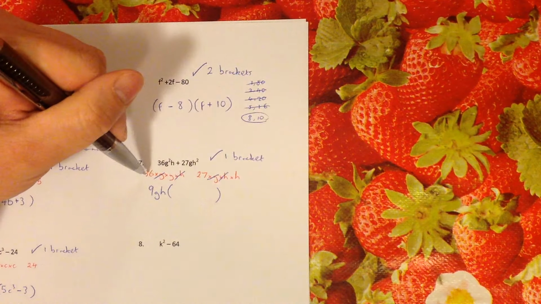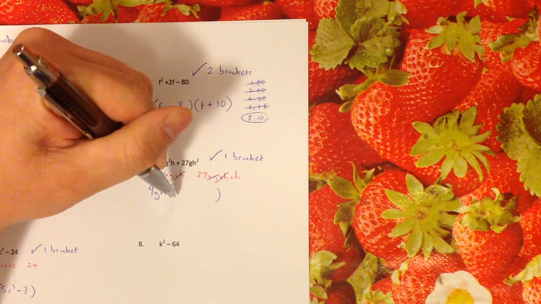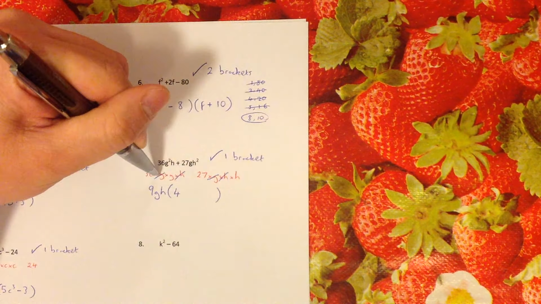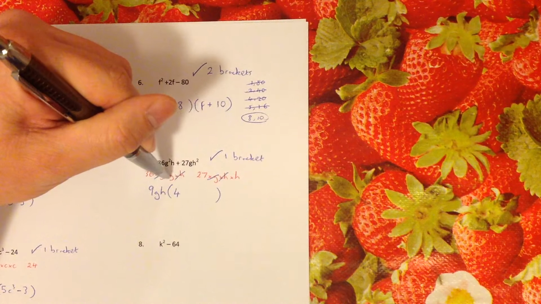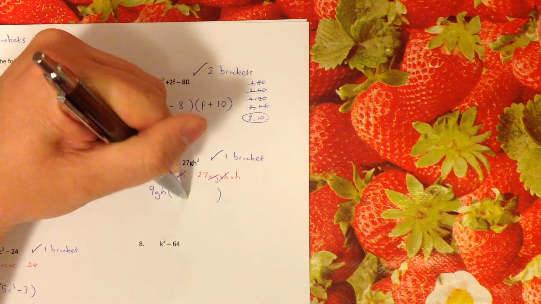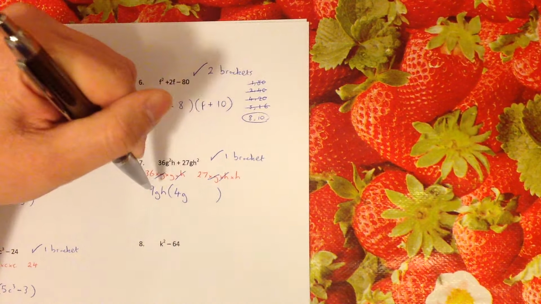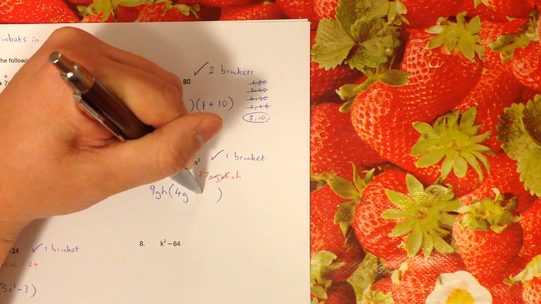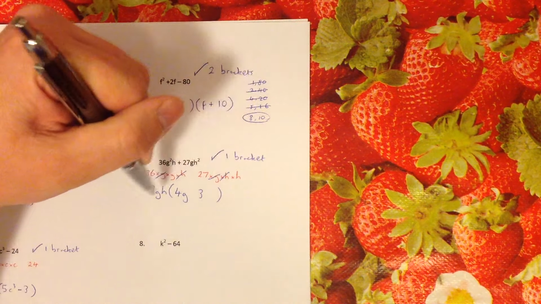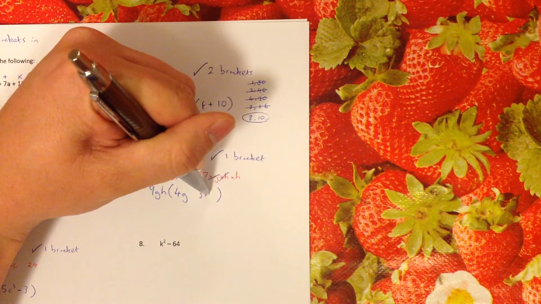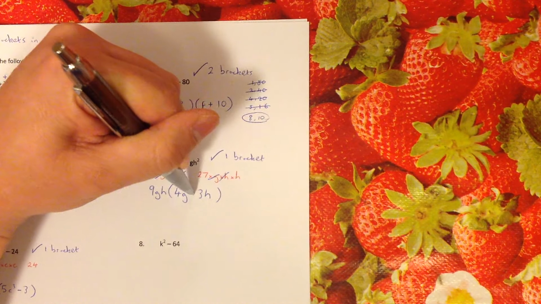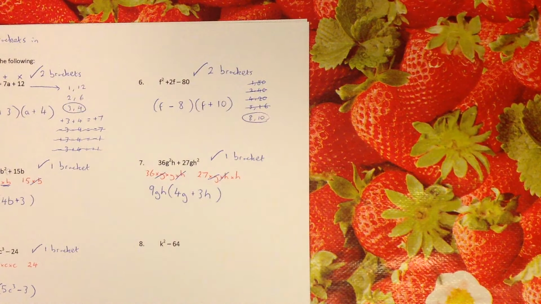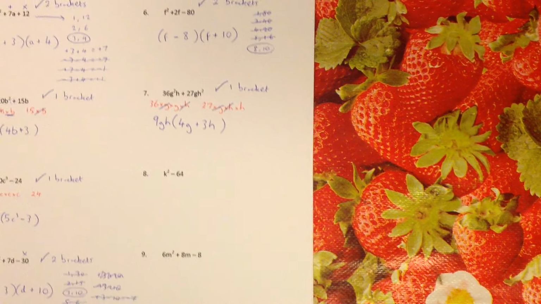So let's go then. We've got 36 divided by 9 is 4. The g's already come out and the h has already come out, but there's a g left here, so that's going to go in. 27 divided by 9 is 3. The g and the h have already come out, but the other h hasn't. Don't forget the plus sign in the middle here. Expand that out, check it works. Number 8 then.